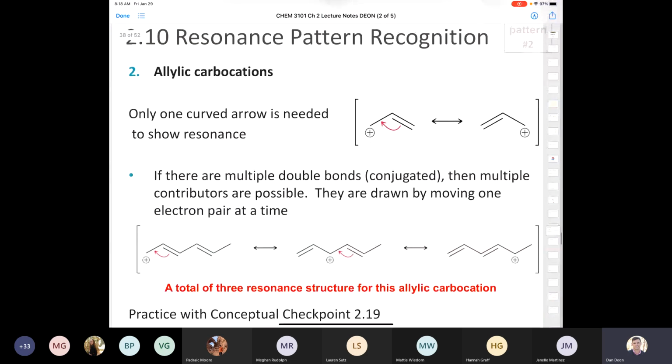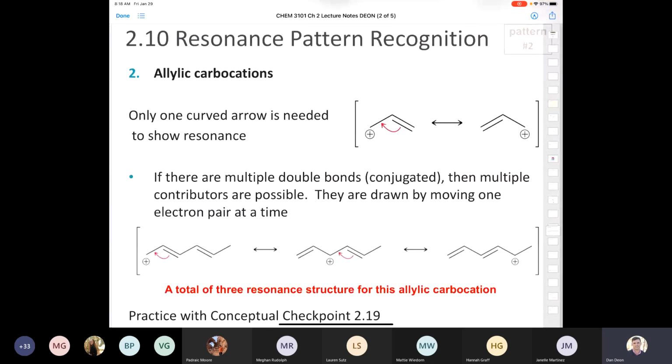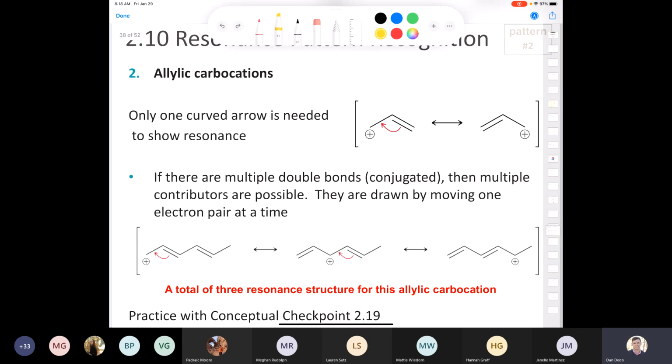Let's move on from there to allylic carbocations. We've seen an allylic anion, and I didn't refer to that specifically, but we've seen that. But if we have an allylic carbocation, we only need one curved arrow to show resonance. And here's the example of an allylic carbocation.